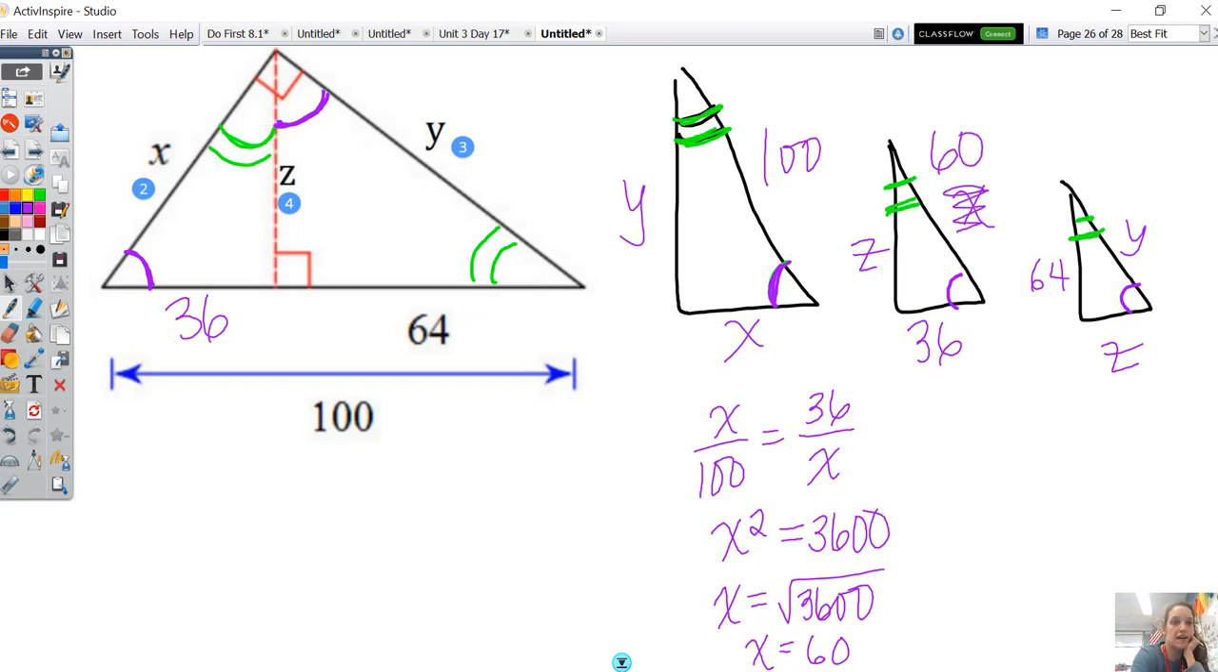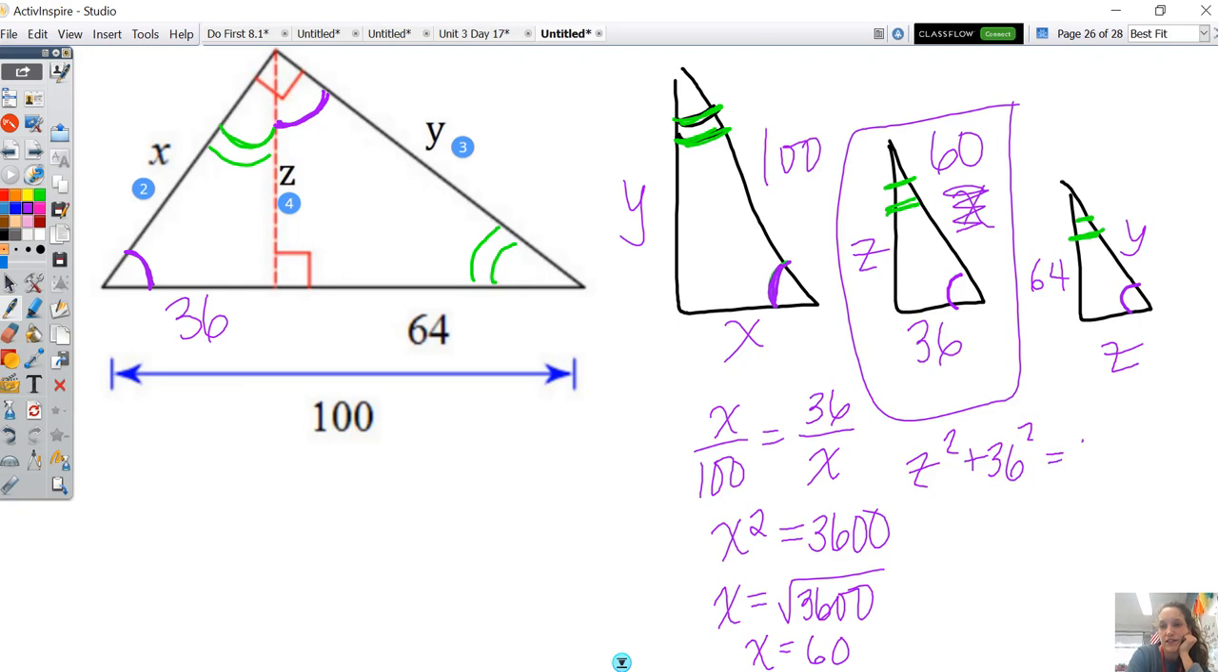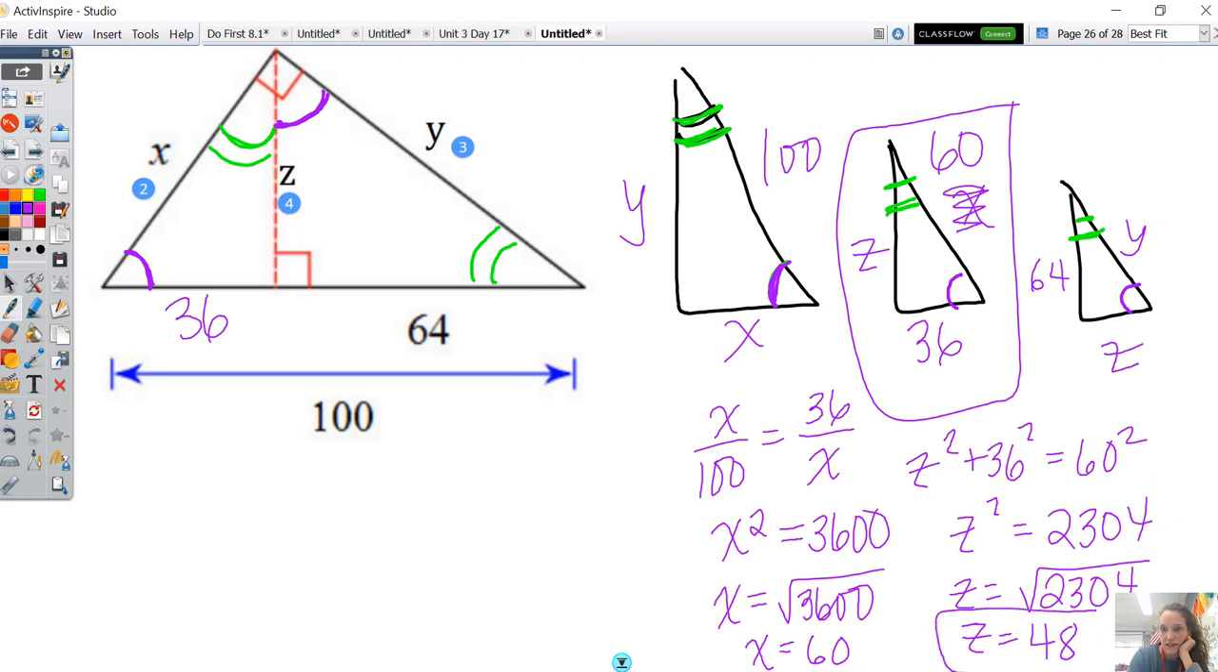So now I go back to this triangle and I have 2 out of the 3 side lengths, so now I can just do Pythag to get Z. So Z squared plus 36 squared equals 60 squared. Z squared is 60 squared minus 36 squared, which is 2,304. And when you take the square root, you get 48. So Z is 48.